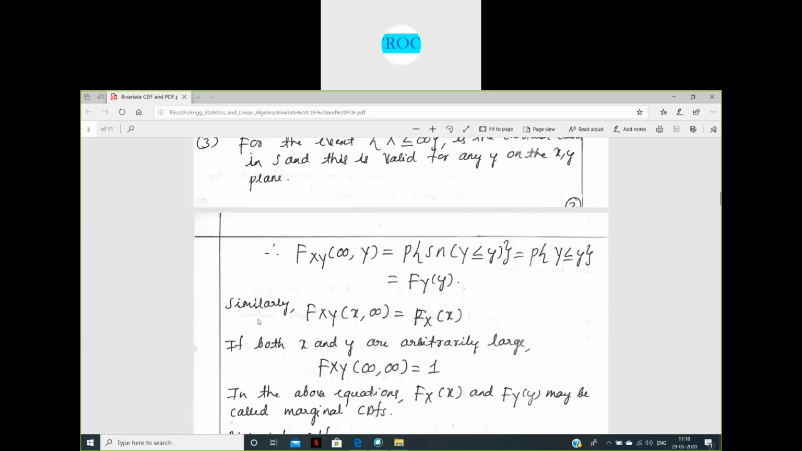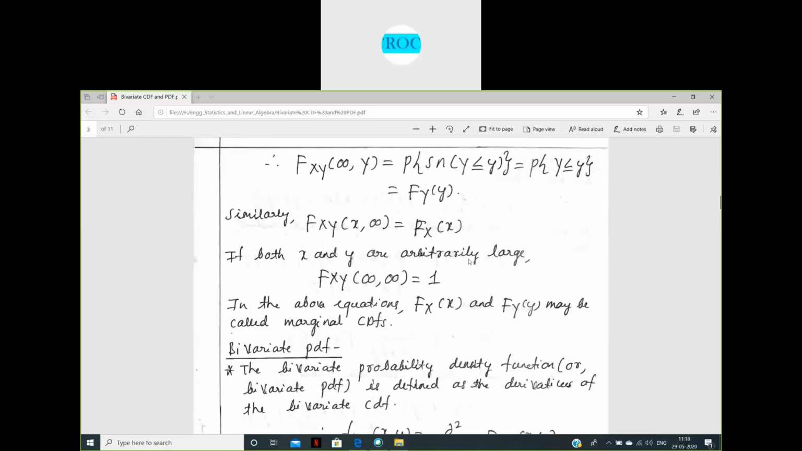And similarly, we have Fxy of x comma infinity, y less than or equal to infinity. Now this is equal to what? Fx of x. And when both x and y are very large, what is the cumulative distribution function? This is equal to 1. And also in these equations, this Fy of y and Fx of x are called the marginal cumulative distribution functions. Right? This is about the bivariate CDF and properties of the bivariate CDF.